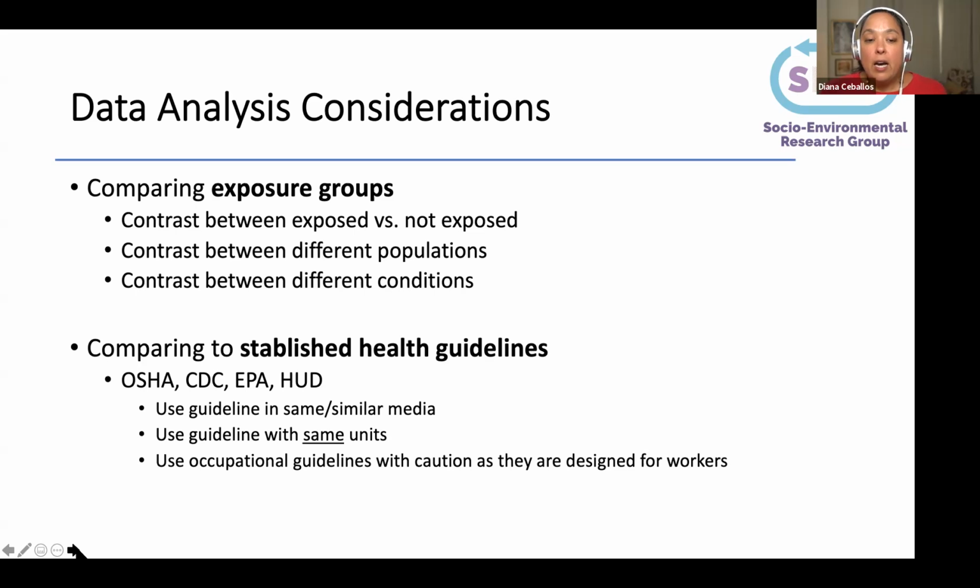And now I would urge everyone to only use occupational guidelines if you understand them very well and use them with caution because they're truly designed for workers. And so they're not always as relevant.